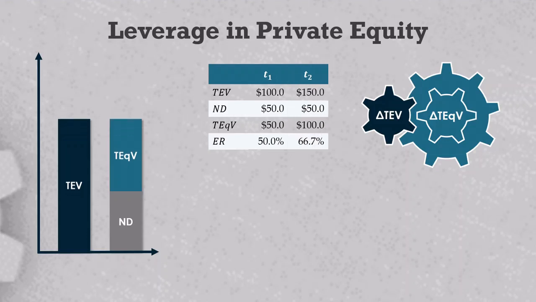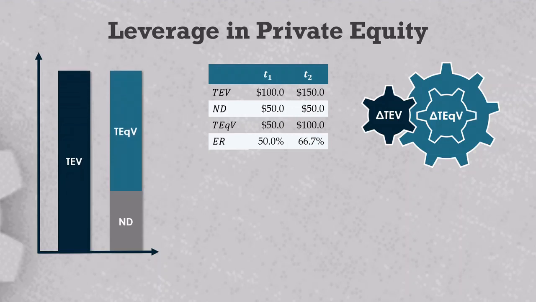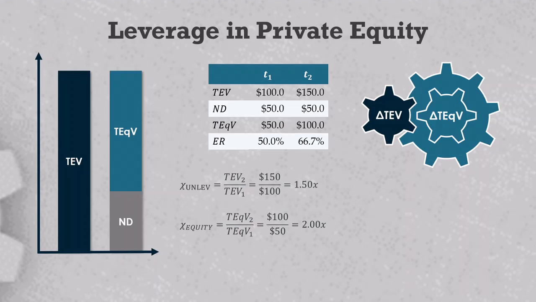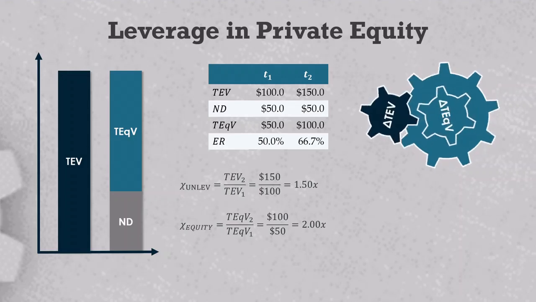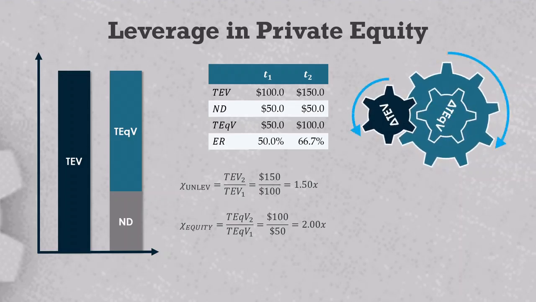Both TEV and TechV will increase by 50, so they have the same change in absolute terms, but not in relative terms. We see here that the enterprise has a return multiple of 1.5x, but the equity has a return multiple of 2x. The difference here is entirely due to gearing. In leveraged deals, equity is smaller than enterprise value, so relative changes in TechV will be bigger than relative changes in TEV. This is how debt amplifies equity gains and losses in an LBO.